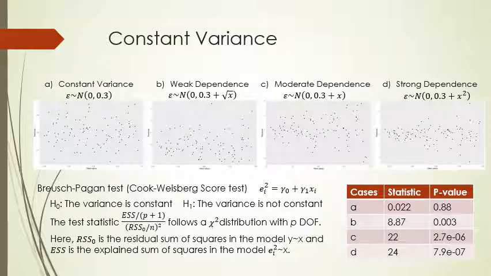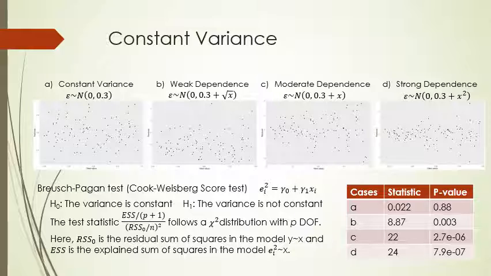The residual plots are also useful for checking the constant variance assumption. When the error term is related to the independent variables, we have non-constant variance, or heteroscedasticity. Here we have 4 cases. In case A, the error follows a normal distribution with a standard deviation of 0.3. The residual plot has no clear pattern and no evidence of a heteroscedasticity issue.